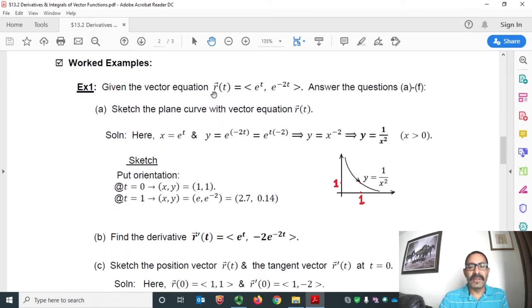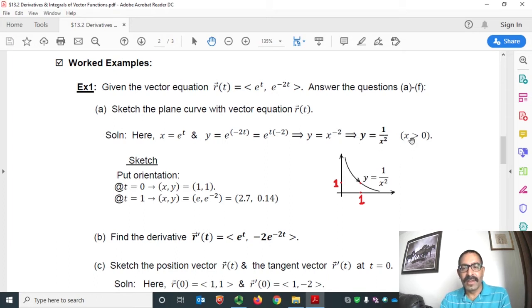First example, given the vector equation, answer the following questions A through F. Sketch the plane curve with the vector equation. So let's try to eliminate the t and then write it in Cartesian form, then it's easier for us to graph here. So here x equals e to the t, y equals e to the power negative 2t. We can rewrite this as y equals e to the power negative 2t equals e to the t to the power of negative 2. So y equals x to the power negative 2, which is the same as y equals 1 over x squared.